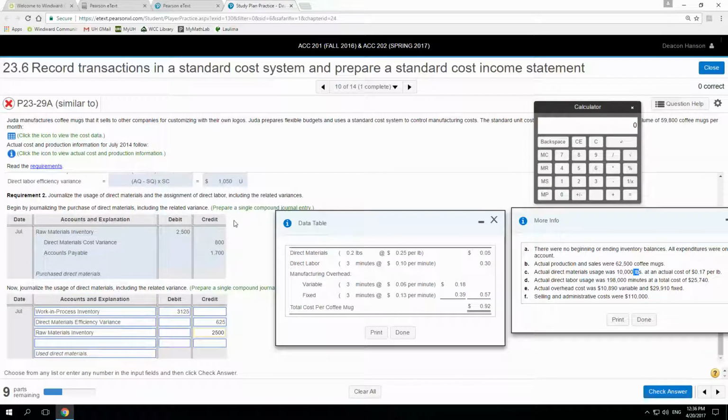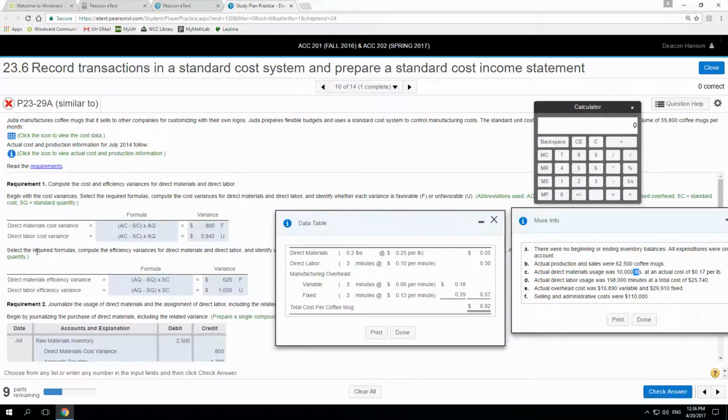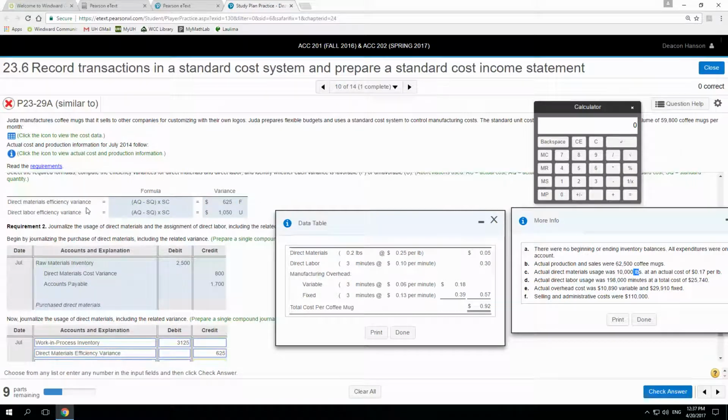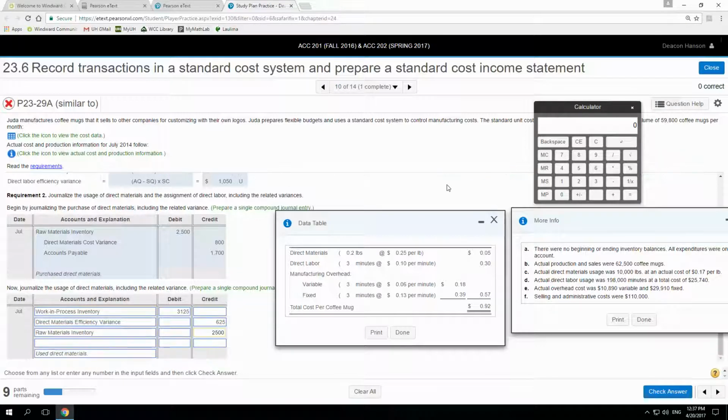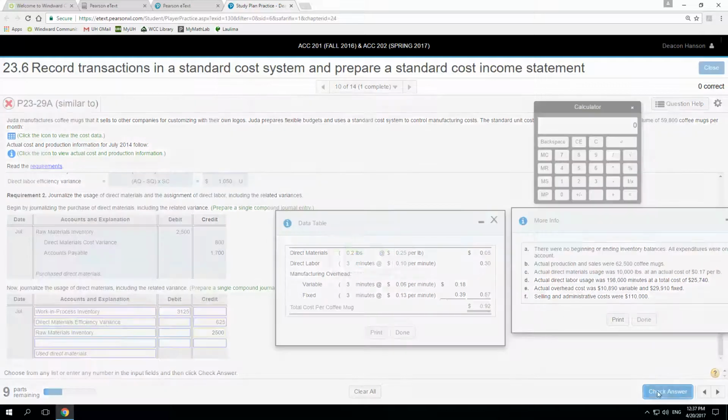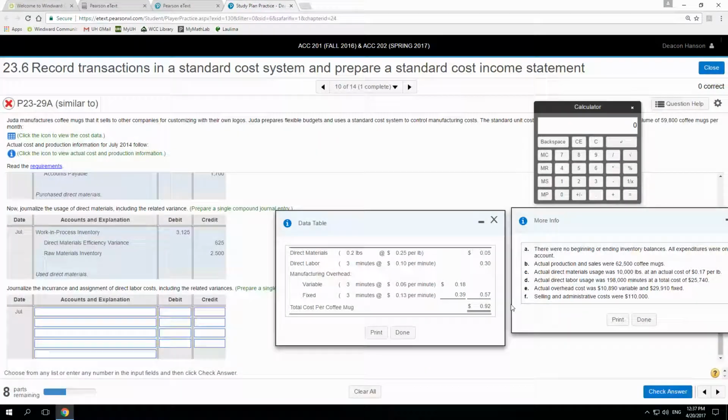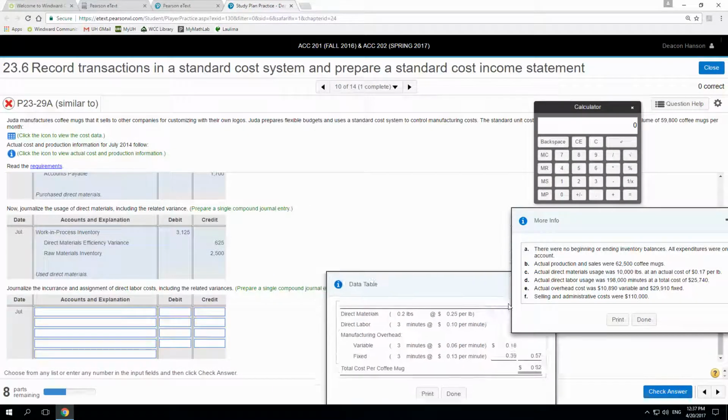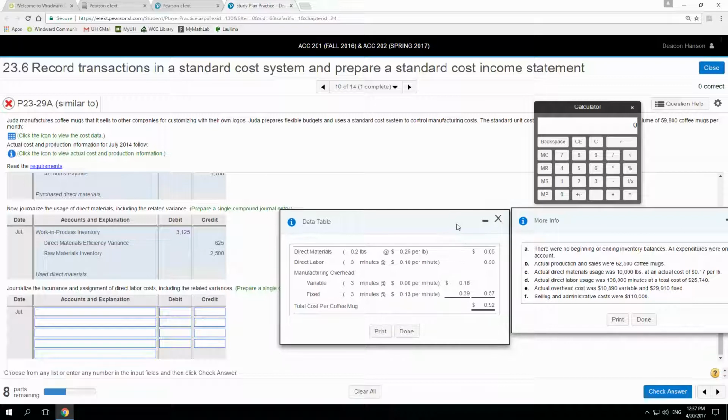Okay, so remember, that's playing off of this direct material efficiency variance, where we're actually applying the standard cost to both actual quantity and standard quantity. Okay. And then you want to check, make sure this balances. You have your variance, so 2,500 plus 625 should be 3,125, and we'll hit check answer. Okay, good job.